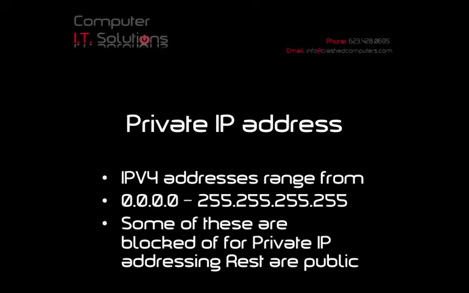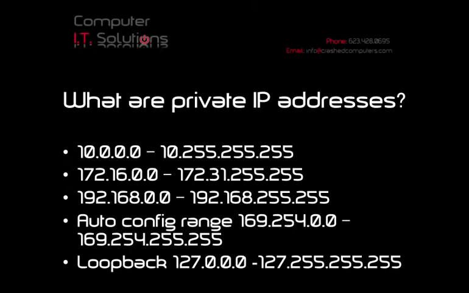Well, some of these within this range are blocked off for private IP address scheming. All the rest of them are going to be public. So we'll talk a little bit about some of these. So what are private IP addresses? Well, these are the private IP address ranges. So we have the 10.0.0.0 through 10.255.255.255. That's all private address. That entire block is all private addressing.